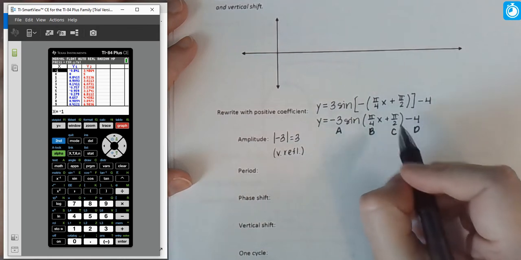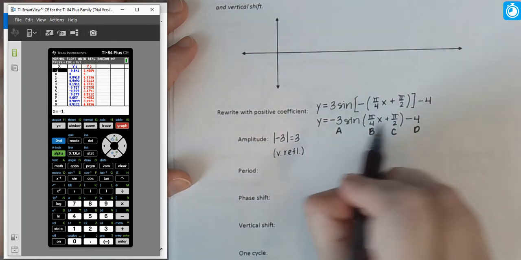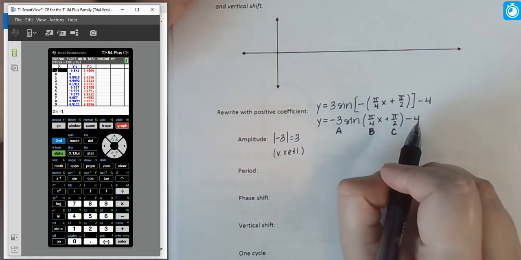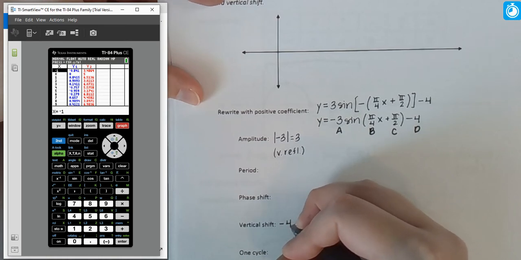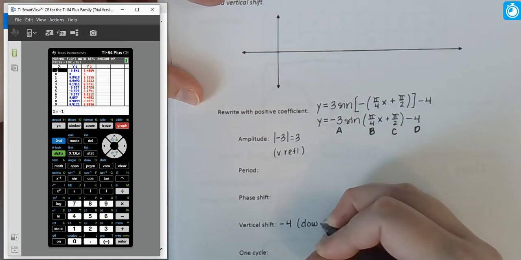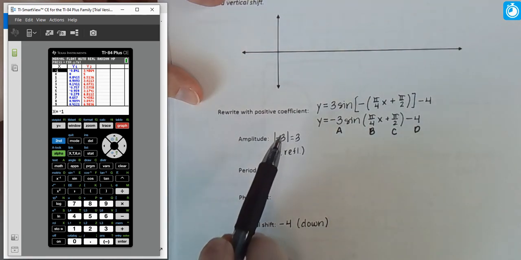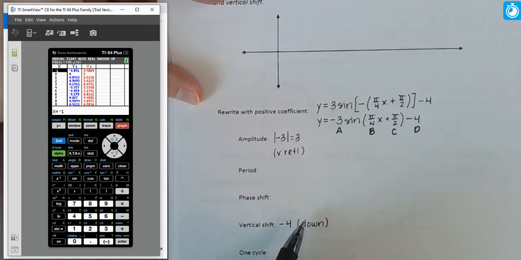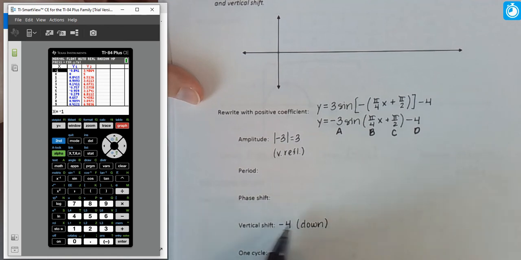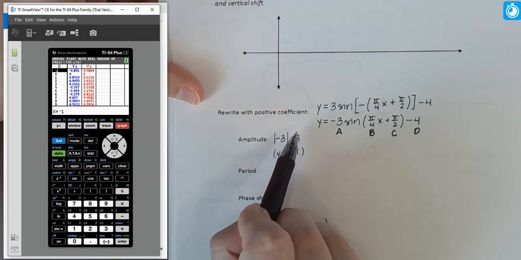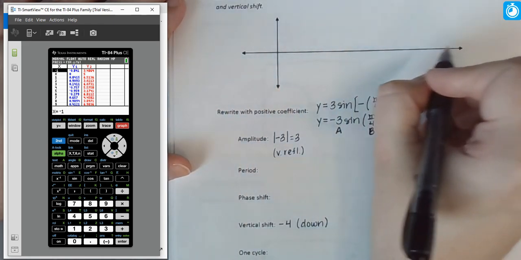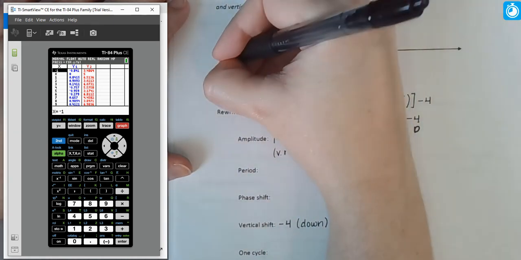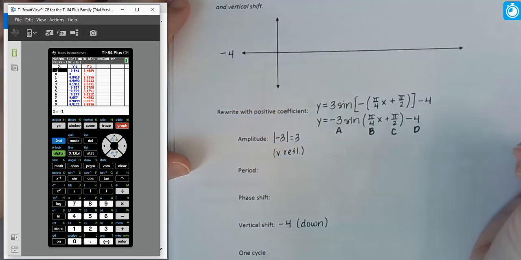Now we also have a value for D. Both of those correspond to vertical transformations. So because we're subtracting 4 from the entire function, our vertical shift is going to be negative 4, which is going to shift us down. So let's go ahead and label our graph based on these two transformations. Everything on our graph is going to shift down by 4 units. The original central line is at 0. We're going down 4 units. So the new central line is at -4.